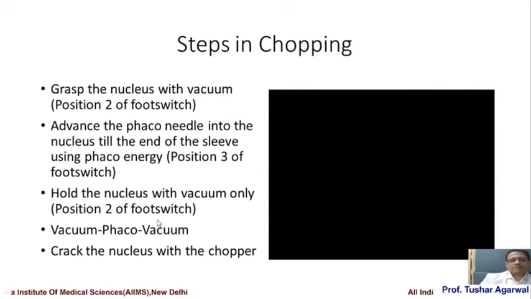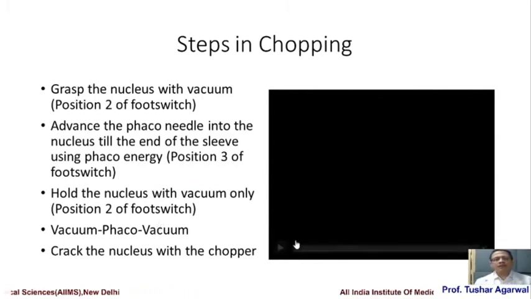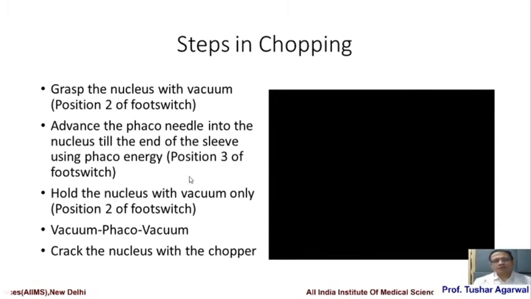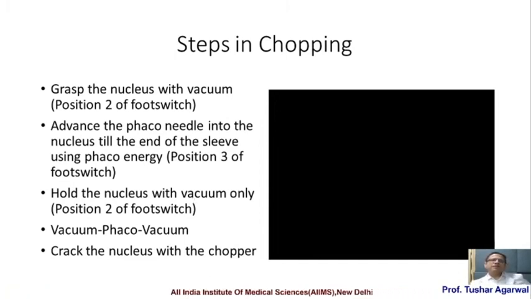Now there are 3 steps. Normally now I teach direct chopping only, in which you just use a sharp chopper to chop the nucleus into smaller pieces. The goal of nucleotomy is to divide the nucleus into small pieces, each of which can be individually removed with the help of a phaco probe.